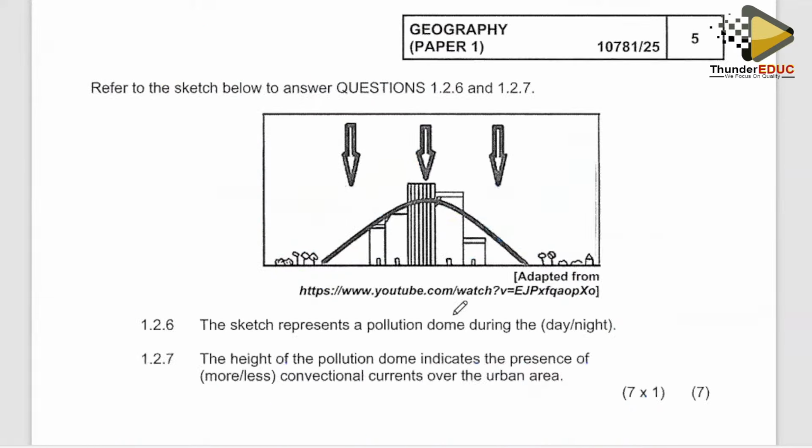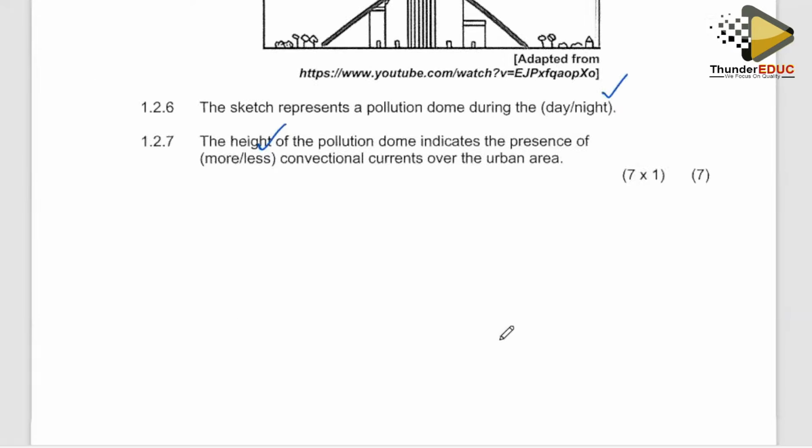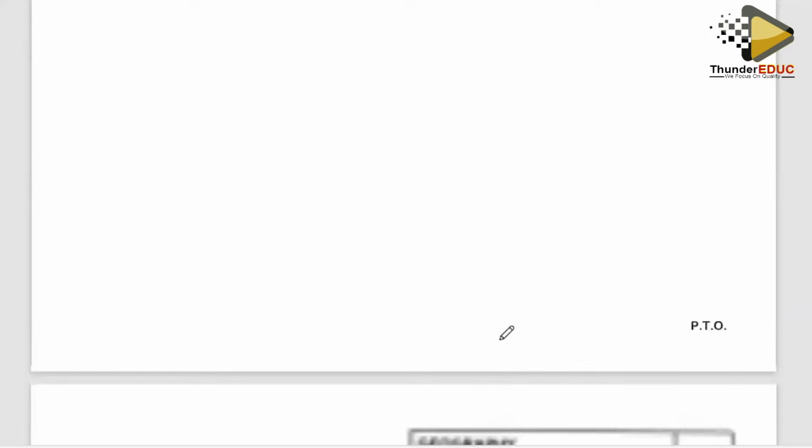Right, so this sketch here, we do not waste time. This is a night situation. We've discussed that. We have seen the shape of the pollution dome. Then the height of the pollution dome indicates the presence of less convectional currents over the urban area. If there are more convection currents, it will have a mushroom shape and the pollutants will be lifted into the upper atmosphere. Right, that takes us to the end of question number 1.2.